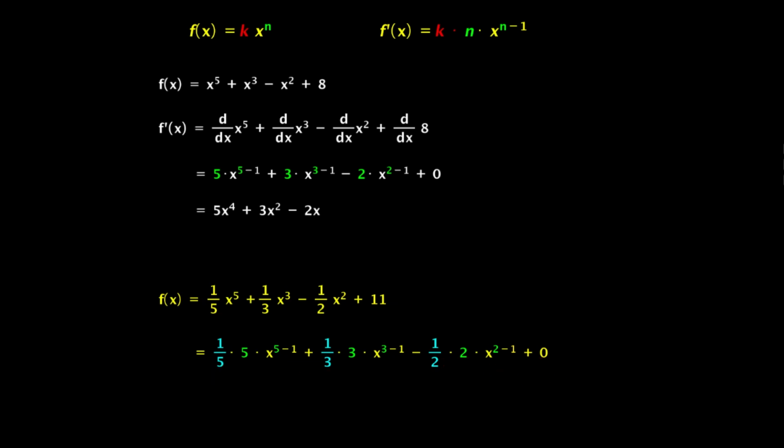Derivative is done. Now it's time to simplify. 5 on the top, 5 down, 3 on the top, 3 down, 2 on the top, 2 down. All bring a 1. We don't need the 1. 1 times anything is itself. So it's just going to be x to the power of 5 minus 1, which is x to the 4, plus x to the power of 3 minus 1, which is x to the 2. Lastly, it's going to be negative x to the power of 2 minus 1, which is just x. We don't need the 1. And obviously, we don't need zeros, and it's done.